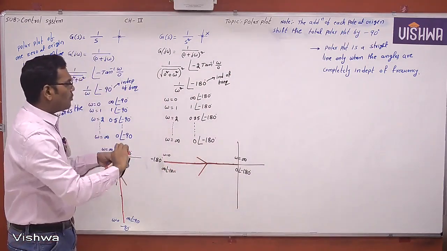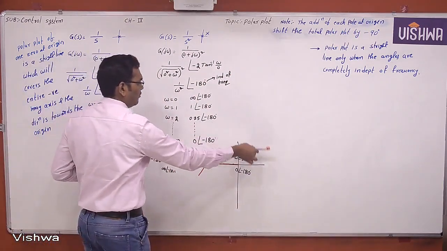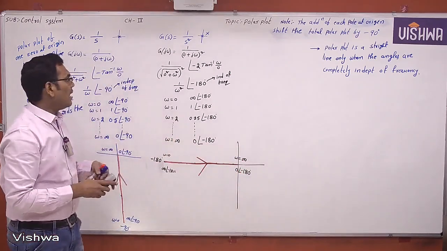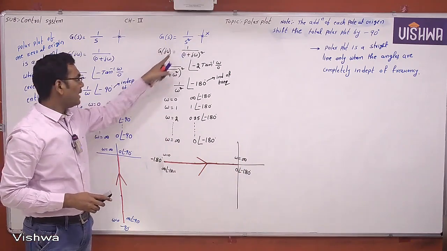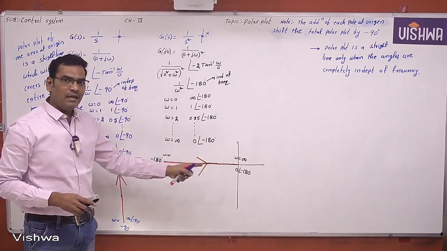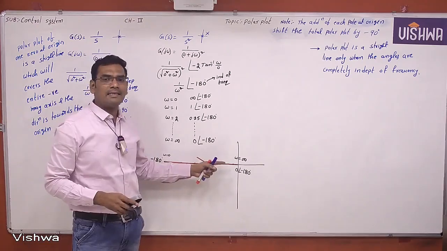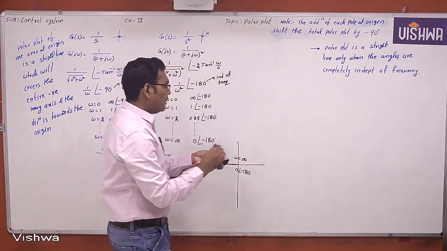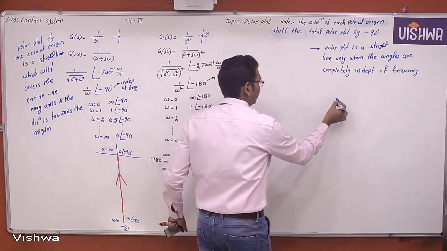Now you add one more pole at origin, then this is the polar plot. One more pole at origin, this is the polar plot. And the direction is towards the origin. And the polar plot of two poles at origin, again, is a straight line which will cover the entire negative real axis, and the direction is towards the origin. So can I find a shortcut method directly?